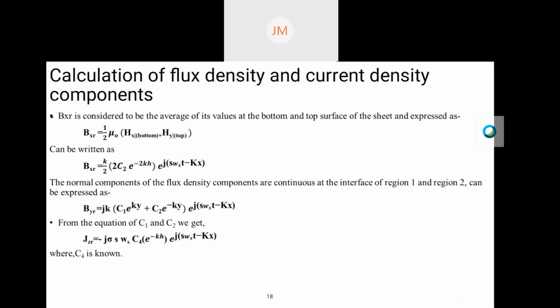Sir, first after calculating this flux and current, then further calculation will be done for force. If we calculate the force, we can calculate the power. From the power we can calculate the efficiency, sir. So it is directly connected.